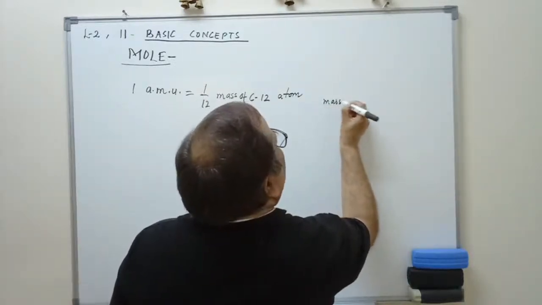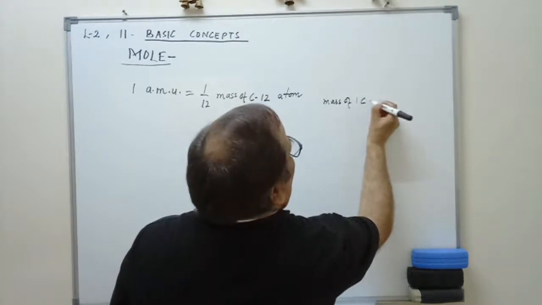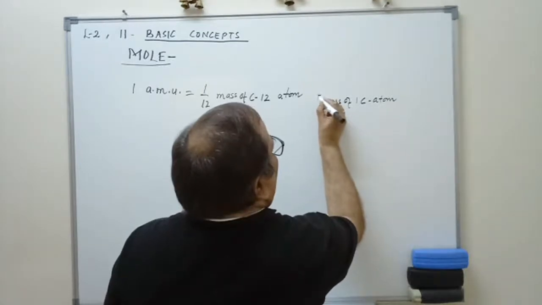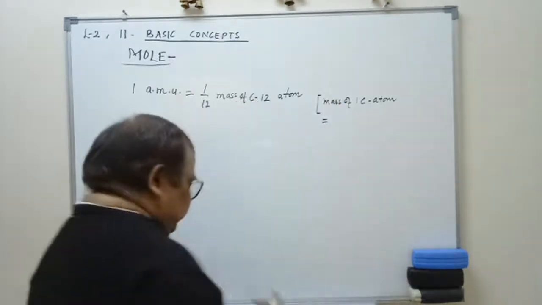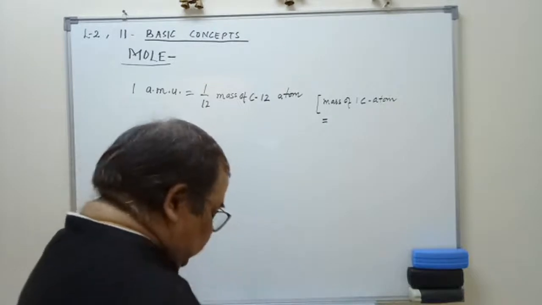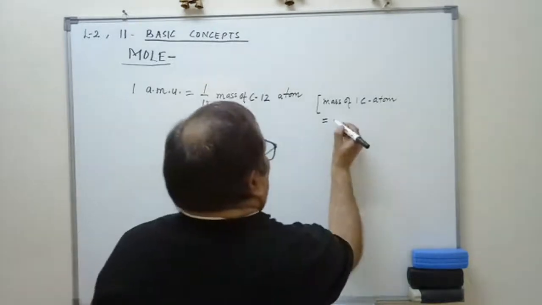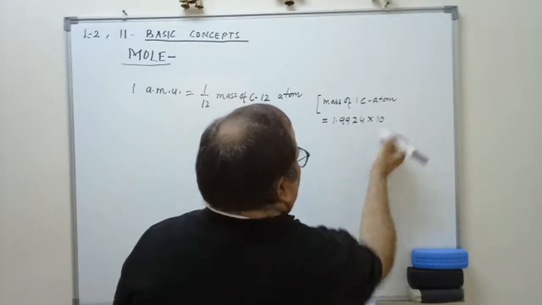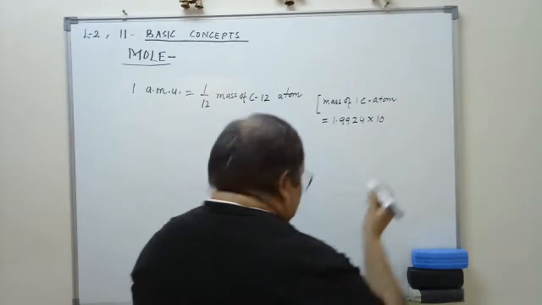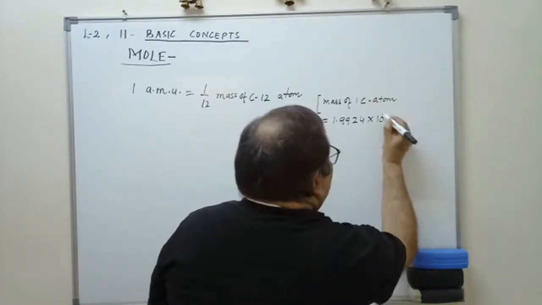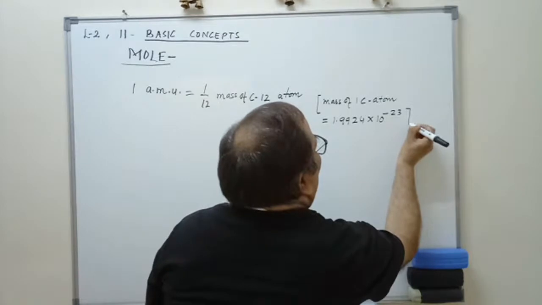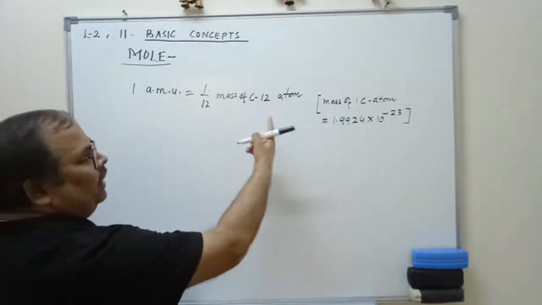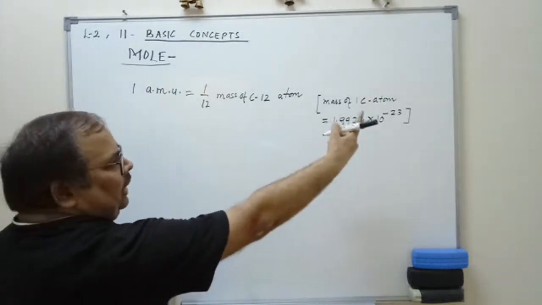Mass of one carbon atom will be equal to 1.9924 into 10 to power minus 23. Now you see, 1 AMU equal to 1 upon 12 mass of carbon 12 atom, mass of 1 carbon atom is equal to this one.